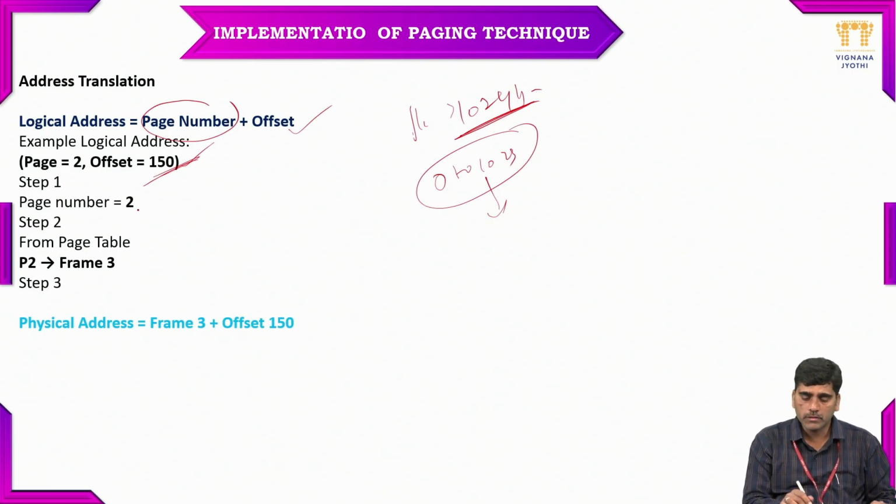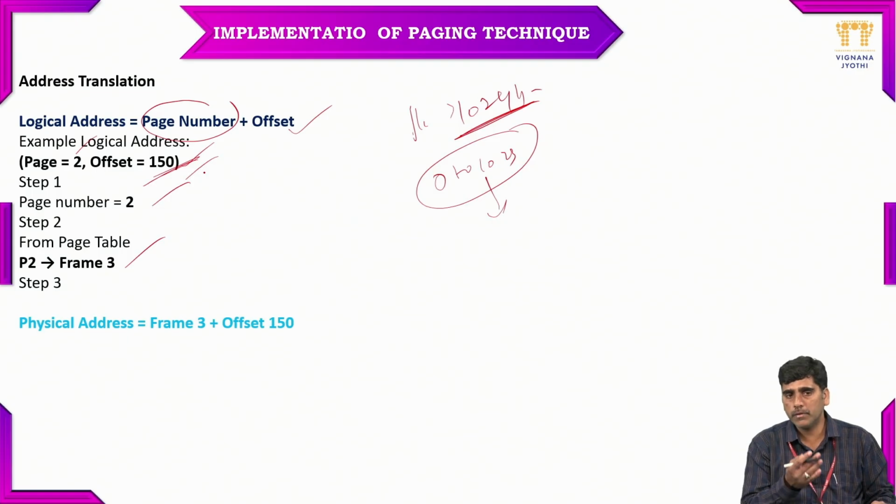Now step 1: page number equals 2. Step 2: from the page table, P2 maps to frame 3. From the logical address we took page 2 and the offset. So the logical address contains page number and offset. Similarly, the physical address contains frame number and offset.